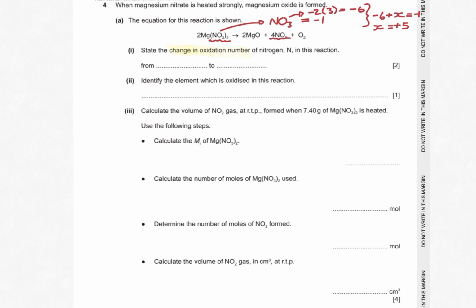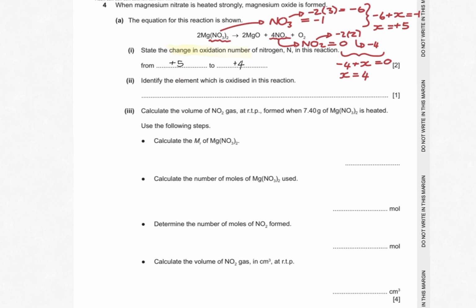We then can look at nitrogen dioxide as our product. Here, oxygen also will have an oxidation number of -2. There's 2 oxygens, so we have to multiply it by 2. Overall, nitrogen dioxide should have an oxidation number of 0. So we can work out for X again. Here, X would be +4. So my oxidation number will go from +5 to +4.